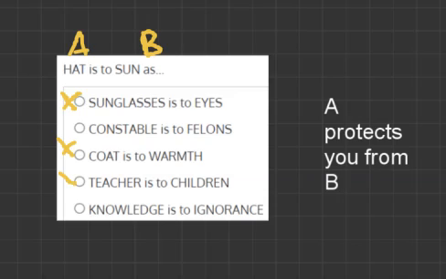And the last one, knowledge is to ignorance. And whilst this does kind of fit, knowledge protects you from ignorance, when we compare it with the other option of constable is to felon, that one just fits better and it makes more sense. So we're going to cross out knowledge is to ignorance and choose the second option, constable is to felon, as our final answer.